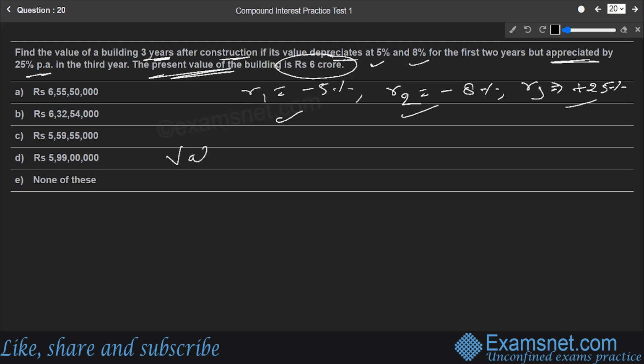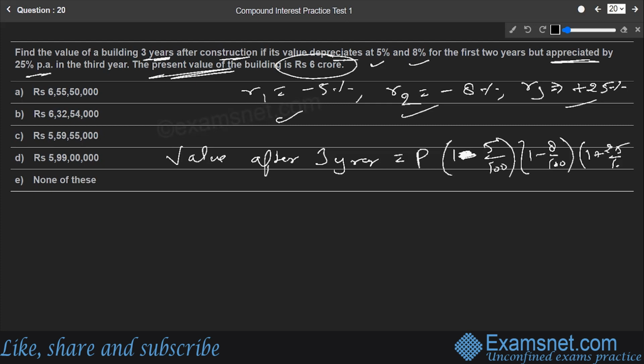So the value after 3 years can be taken as the amount, and can be calculated from the original amount. So that is P, 1 minus 5 by 100 for the first case. Then it will be 1 minus 8 by 100, and the final will be 1 plus 25 by 100. So this is how we're going to solve this. Let us find out the value after 3 years. So the present value is 6 crore.